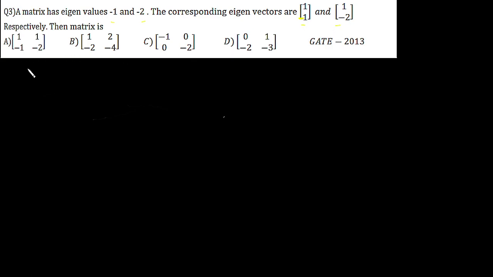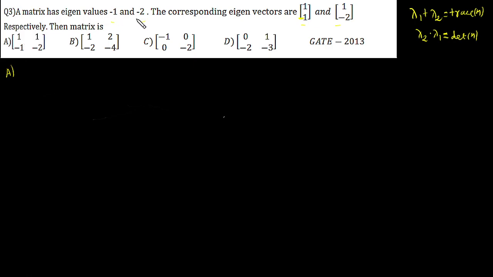So the procedure is still the same. What we have to do is simply use some properties and go through these four options. Now the first property is that the sum of the two eigenvalues, lambda 1 and lambda 2, is nothing but the trace of the matrix, and the product of these two eigenvalues gives the determinant of the matrix. So now let's start with option A.